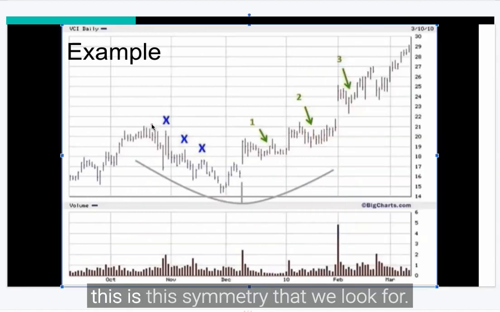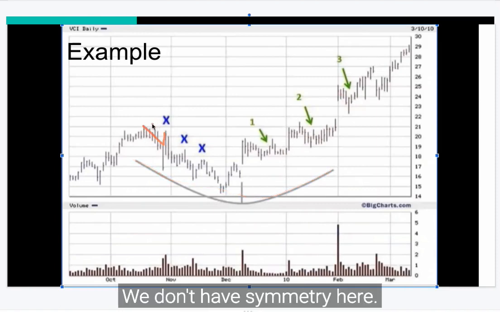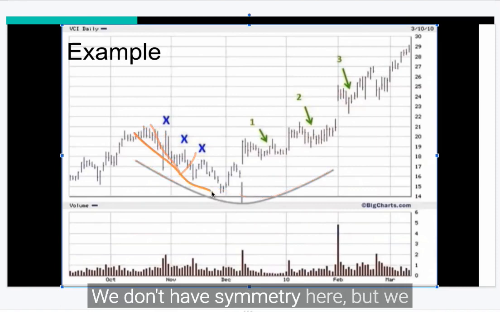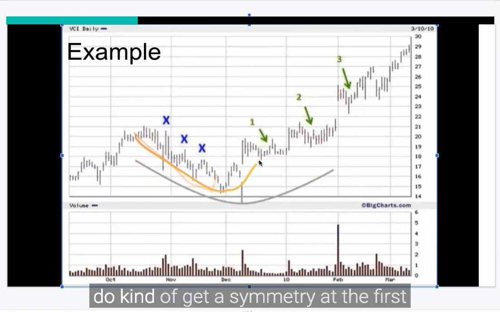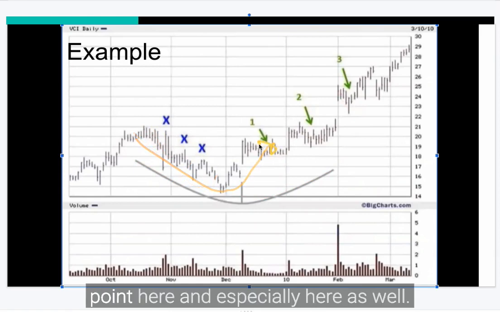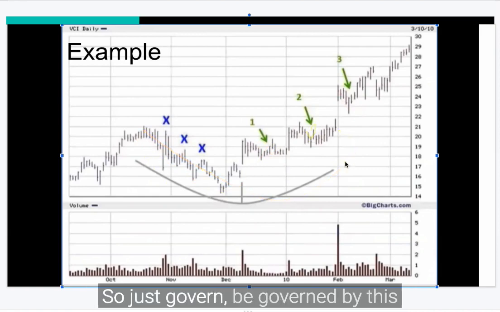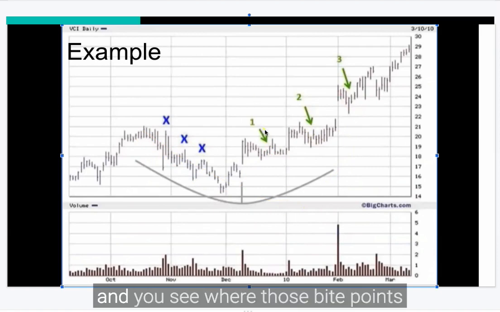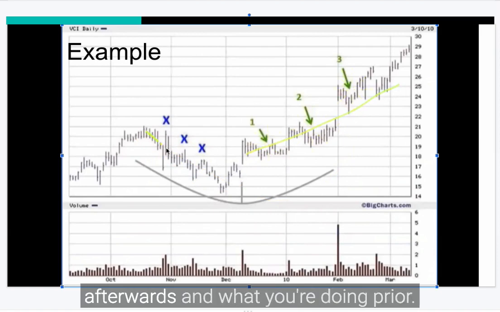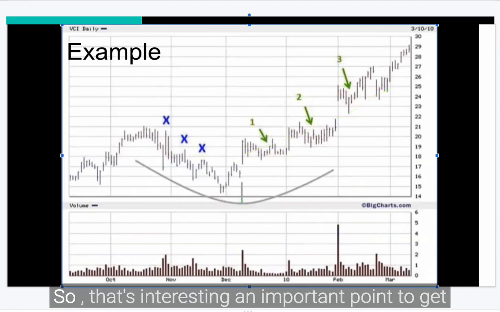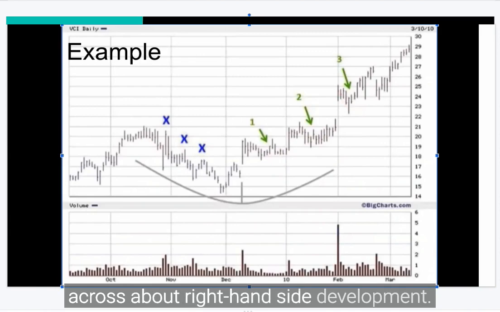In essence, this is the symmetry that we look for. We don't have symmetry here. We don't have symmetry here. We don't have symmetry here. But we do get a symmetry at the first point here, and especially here as well. So just be governed by this cup drawing underneath, and you see where those buying points are, and see what the stock is doing afterwards and what it was doing prior. So that's an interesting and important point to get across about right hand side development.